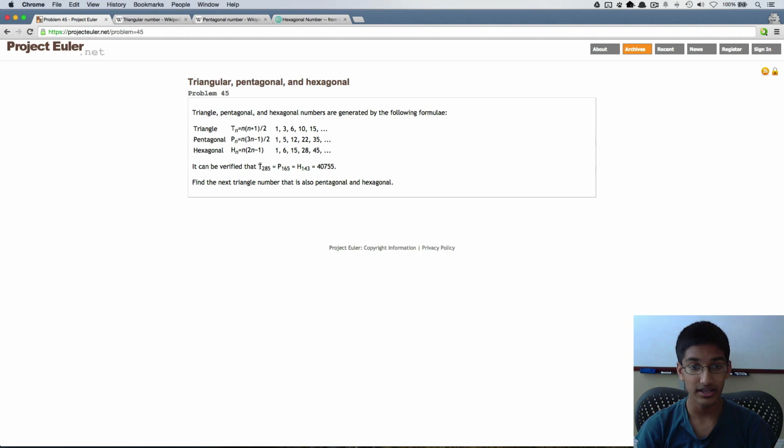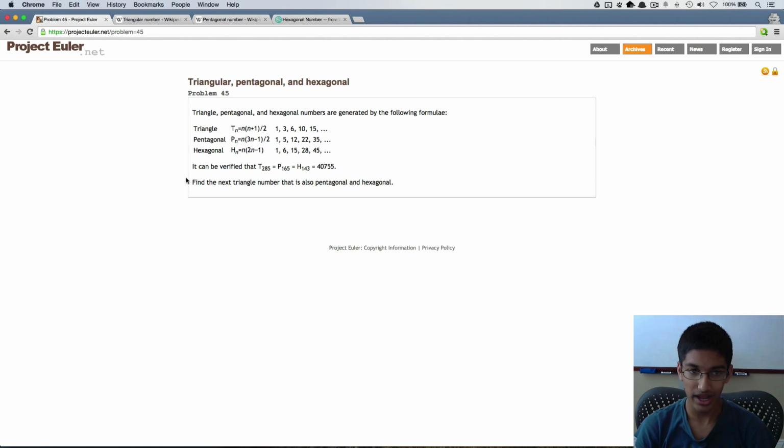It can be verified that the 285th triangular number is the 165th pentagonal number, which is the 143rd hexagonal number, which is 40,755. Find the next triangle number that is also pentagonal and hexagonal. We're just going to brute force this by going over all hexagonal numbers and looking for the next one that is both triangular and pentagonal.